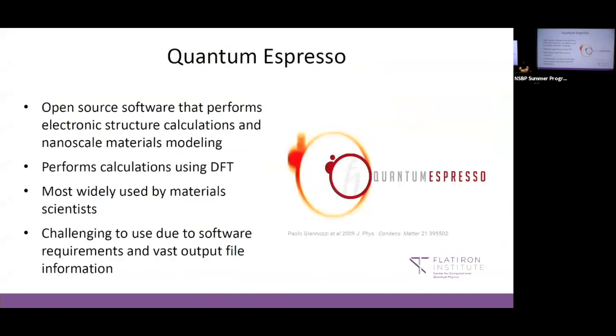This is where Quantum Espresso actually comes in. So Quantum Espresso is an open source software that performs electronic structure calculations and nanoscale materials modeling. It performs calculations basically using DFT, or density functional theory. It's most widely used by material scientists. However, it is very challenging to use.